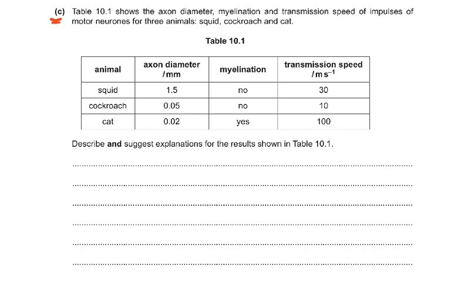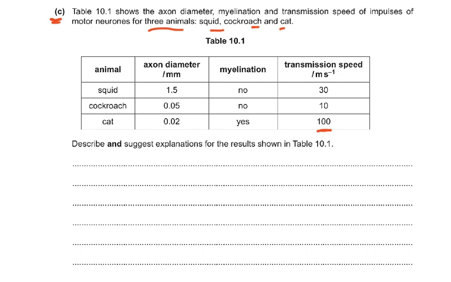Table 10.1 shows the axon diameter, myelination and transmission speed of impulse of motor neurons for 3 animals: squid, cockroach and cat. So the axon diameter is 1.5, 0.05, 0.02, myelination is no, no, yes, and transmission speed is 30, 10, and 100. So if myelination was present, it was 100 meters per second, no myelination was 10 meters per second and 30 meters per second, where the axon diameter was 1.5.